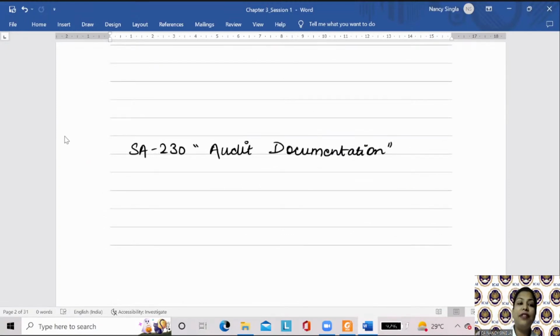Now, students, as we have seen in chapter number 1 also, I told you that every SA contains some responsibility for the auditor.